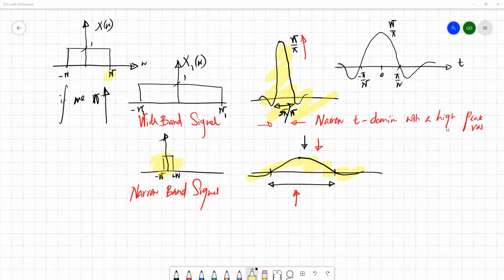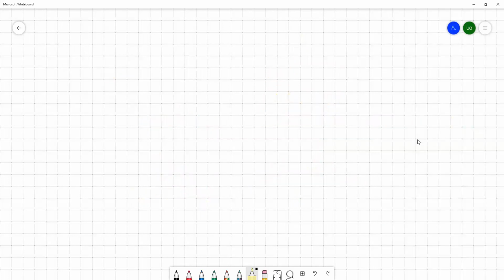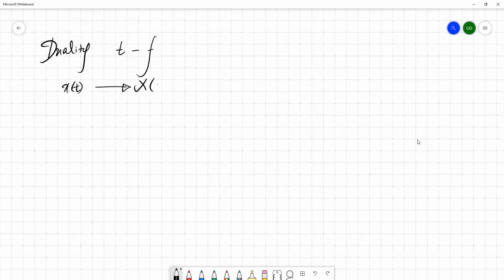So the next thing is called the duality property. The duality property discusses a relationship between the time domain and the frequency domain. This basically explains, for example, that we have a time domain signal given.